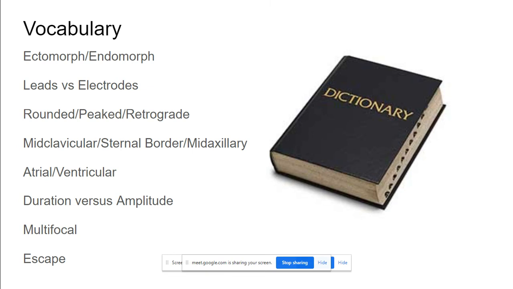All right, now rounded, peaked, retrograde, that is usually what we use to describe the P wave from the atria. Rounded is what we want. Peaked, of course, is more mountaintop shaped. That's not necessarily a good thing when it comes to a P wave, but retrograde just means a negative depiction of that P wave. So the P wave would be upside down or looked at negatively.